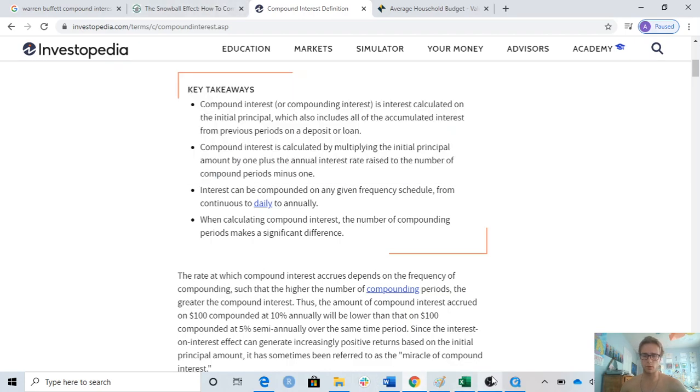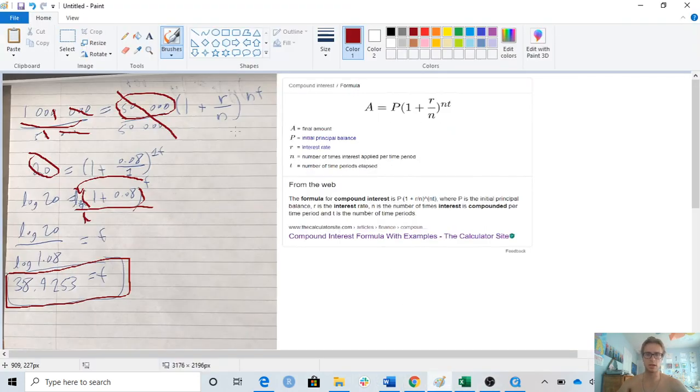So the formula I have right here is A is equal to P, in brackets 1 plus R over N, to the exponent NT. A is the final amount. P is the initial principal balance. R is the interest rate. N is the number of times that interest is applied per time period. So that's a compounding effect. And T is the number of time periods.